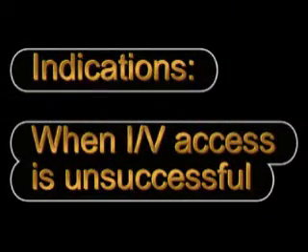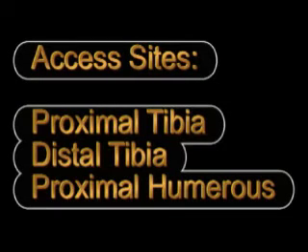Intraosseous access for the adult and pediatric clients is the same. It is used in emergency situations when IV access is unable to be obtained. Access sites for the adult and pediatric patients are also very similar. The proximal tibia, the distal tibia, and the proximal humerus are all used on the adult patient.